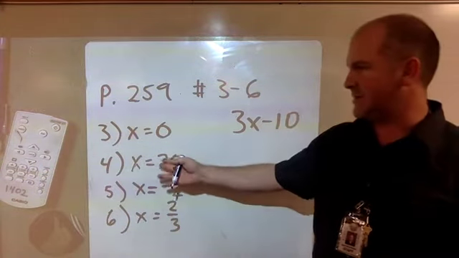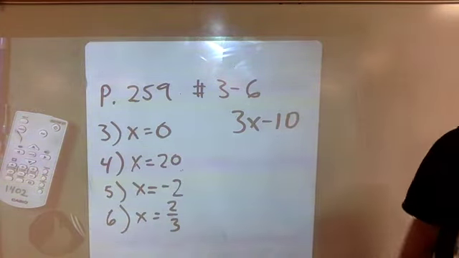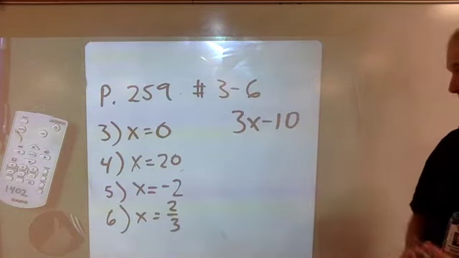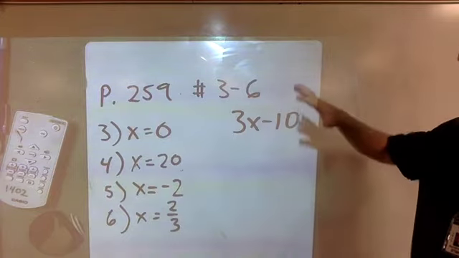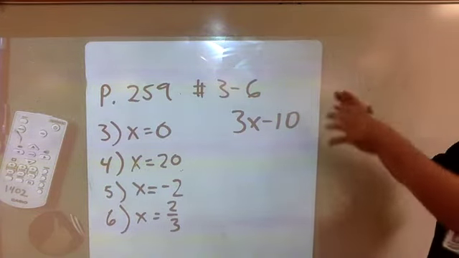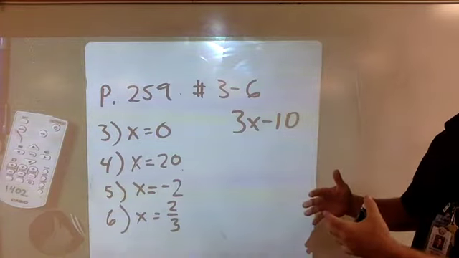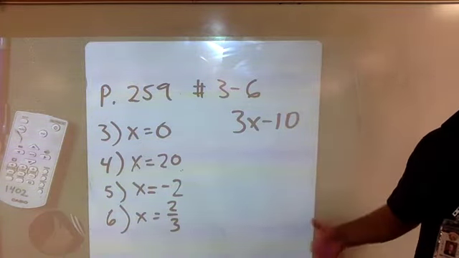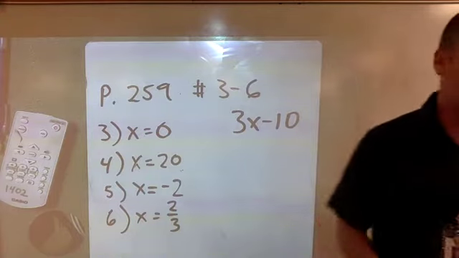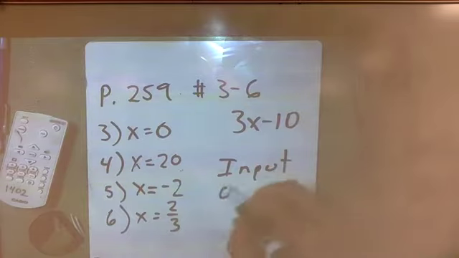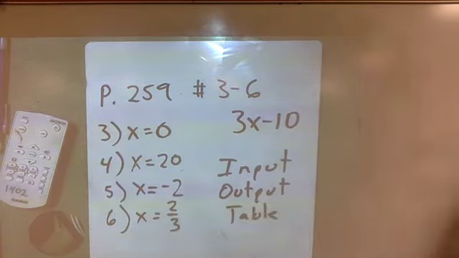In the second one, they said put 20 in for x. And what do you get? You get 60 minus 10, which is 50, and so on and so forth. Well, there's a whole other way you can represent this exact same thing, and it would all be in one problem, and it's called an input-output table. So now I'm going to show you what that looks like.